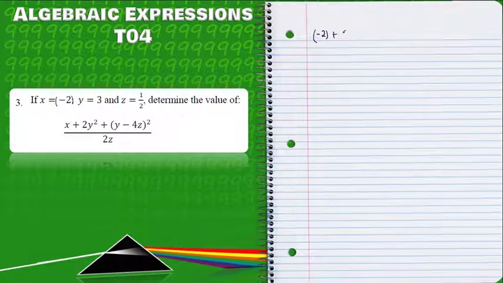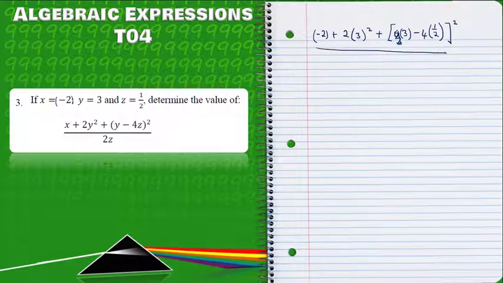Then plus 2, now instead of y, I've got 3, so that's squared, plus y. I'm just going to make this square brackets. So y is then replaced with 3 minus 4, and z is a half, and then that's all squared, and this is all over 2, and then in place of z is a half. Right, so that looks like one big mess, but if we treat it bit by bit, it's not that complicated.